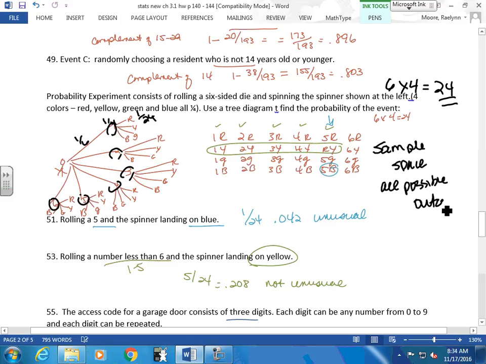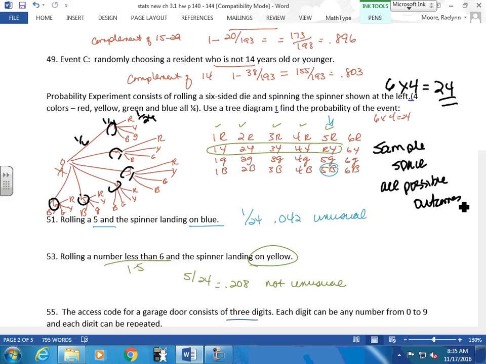So now when I do my probability, I go right to my sample space. The probability of rolling a 5 and the spinner landing on a blue, I want a 5. Here's my 5 column. There's my blue. 1 out of 24. Break your sample space as the major branches are broken, so this way they're easier to spot.